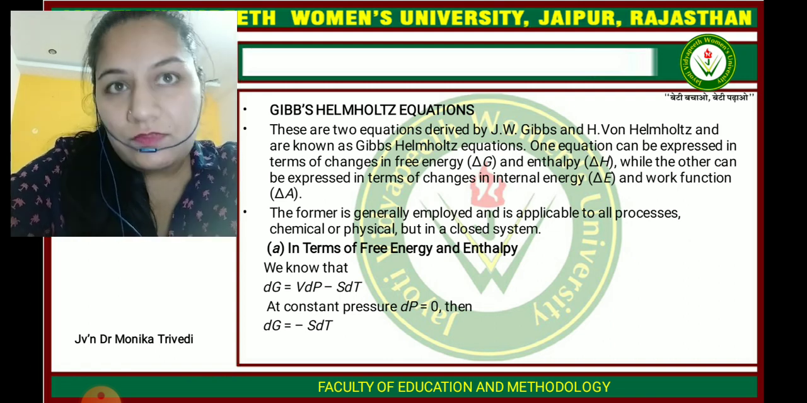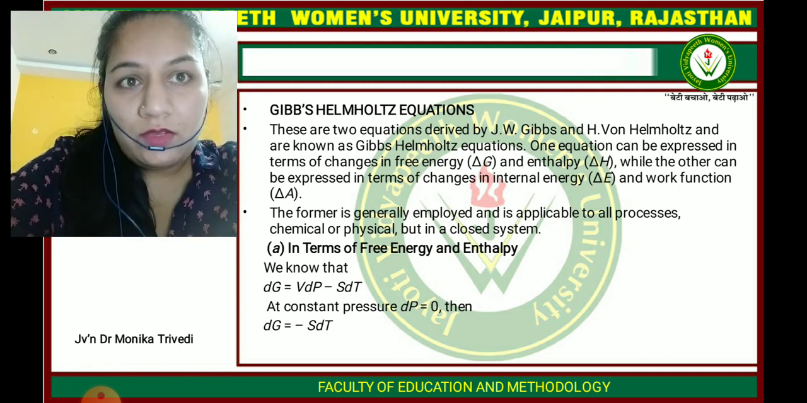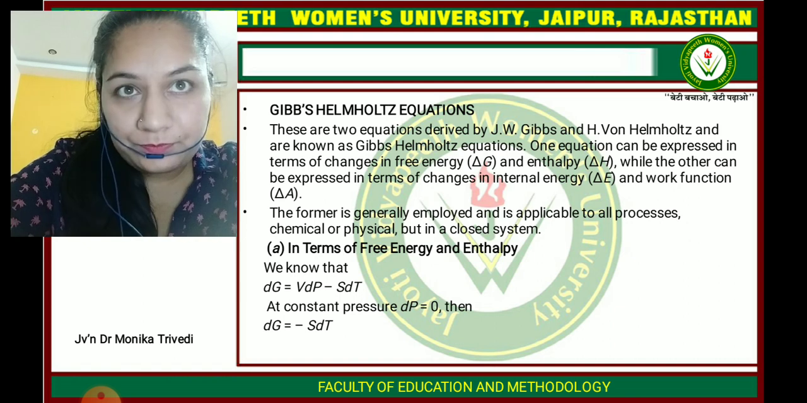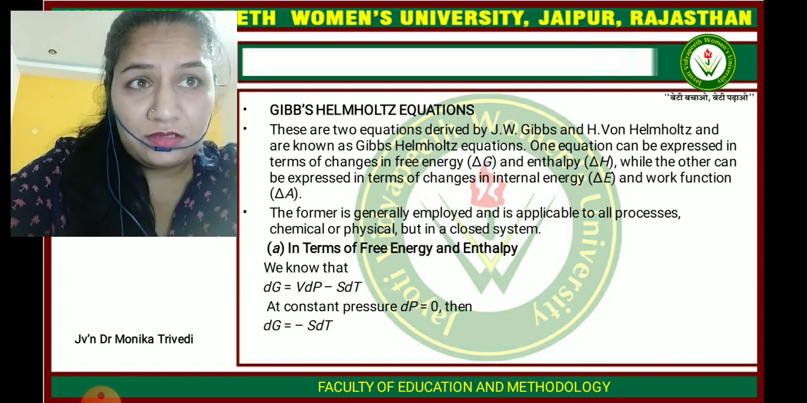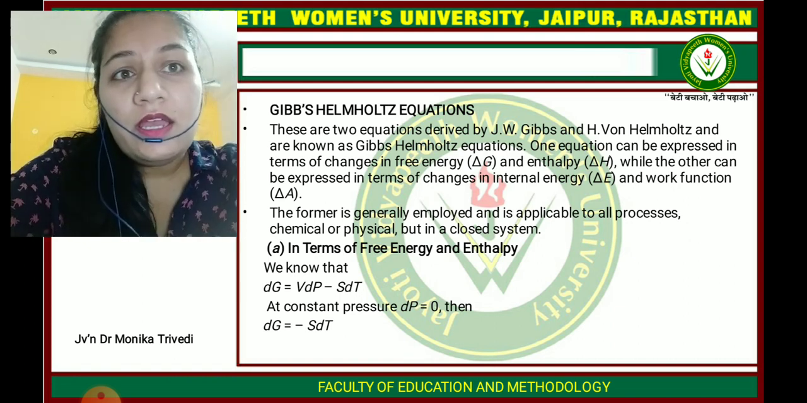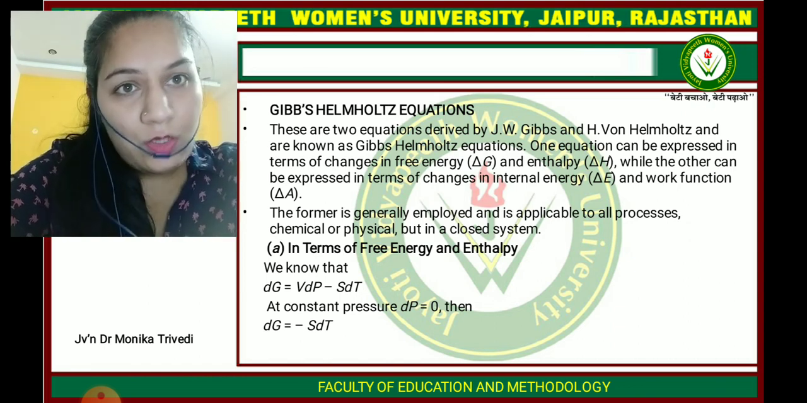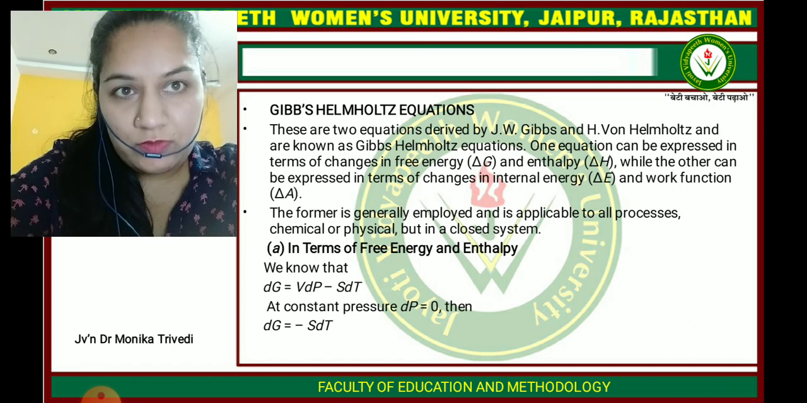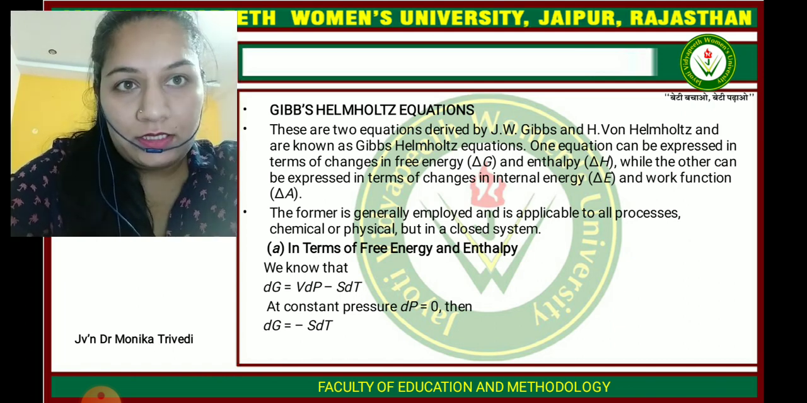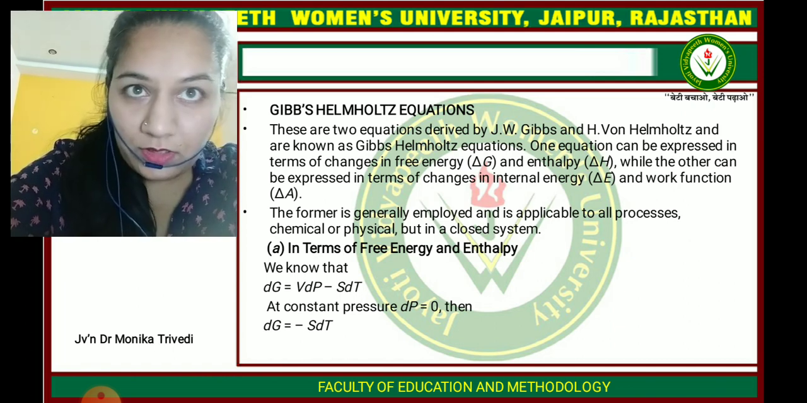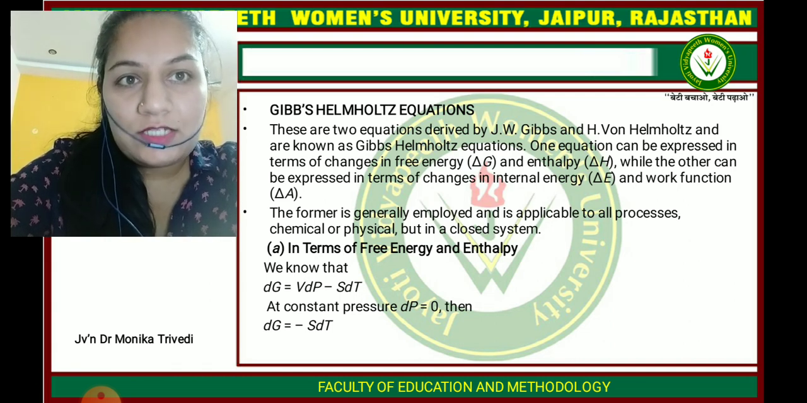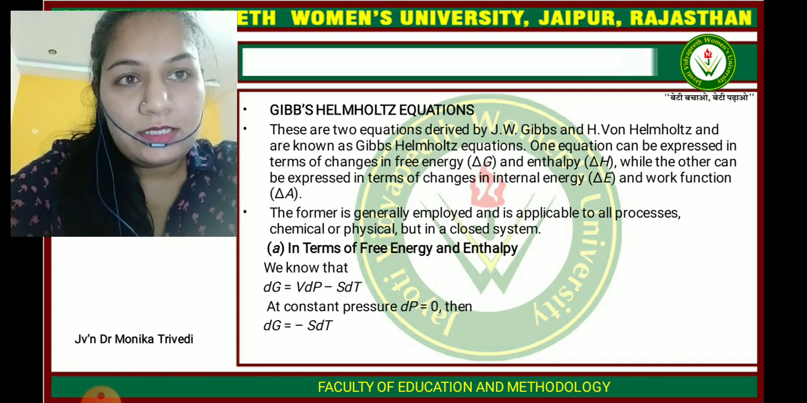As we know, del G is equals to VdP minus SdT, the change in free energy. So at a constant pressure, dP is equals to 0. For this equation, if we put dP is equals to 0, what do we get? The term VdP is 0. So we get del G is equals to minus SdT.